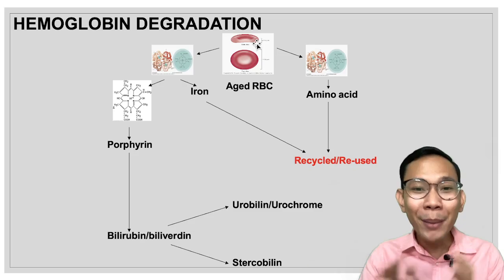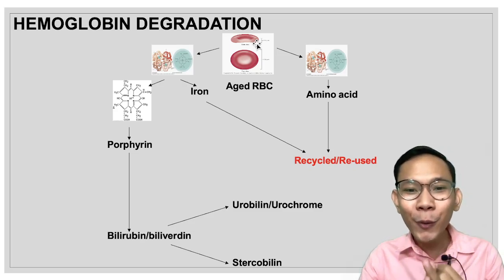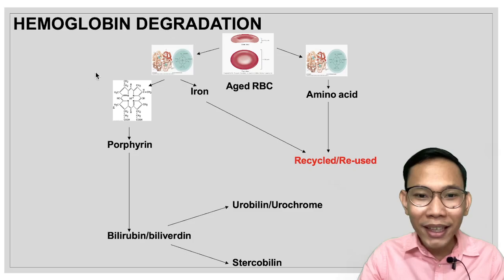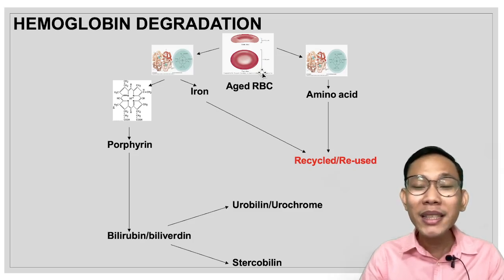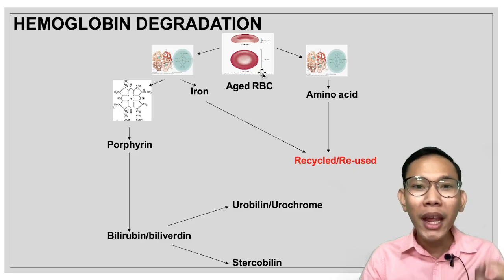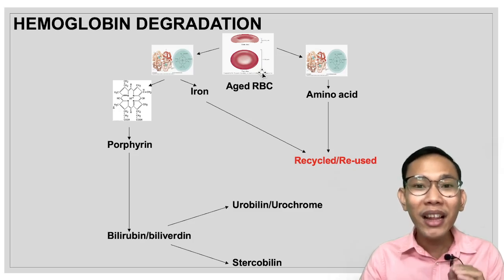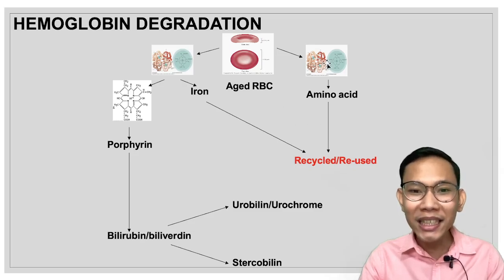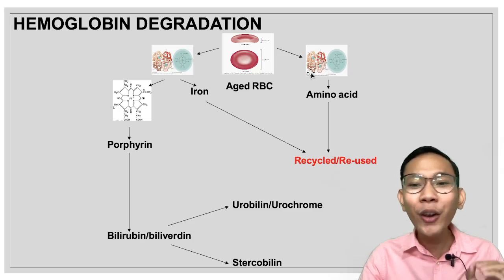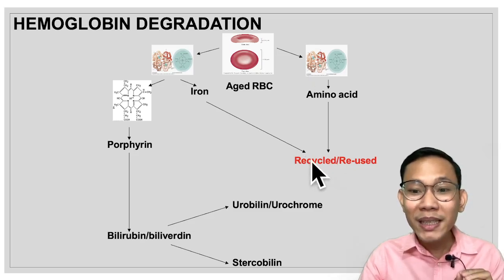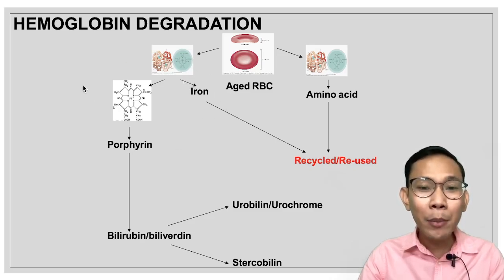Anong nangyayari? Remember, ano nga ang main structure ng ating hemoglobin? We have your heme and your globin. Remember, your globin is the protein part of the hemoglobin and it will be catalyzed by our proteases or different protein enzymes until such time that it becomes amino acids. Kasi nga, remember, globin is protein. Anong basic structure ng ating globin? Are amino acids. And anong nangyayari sa ating amino acids? They will be recycled and reused. How about sa ating heme? Ang ating heme, what will happen?